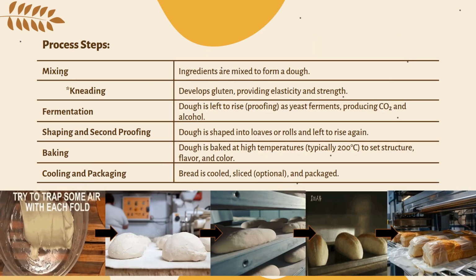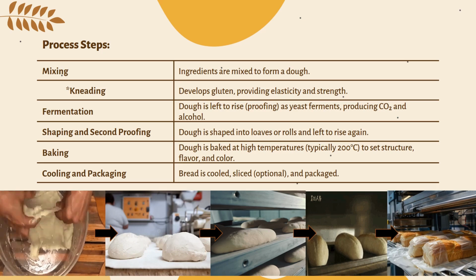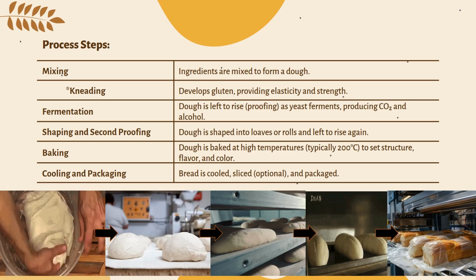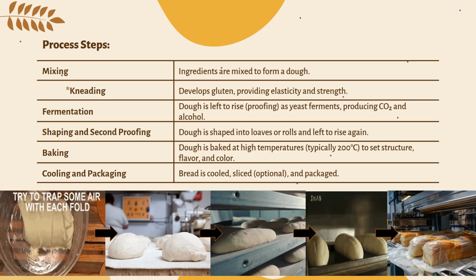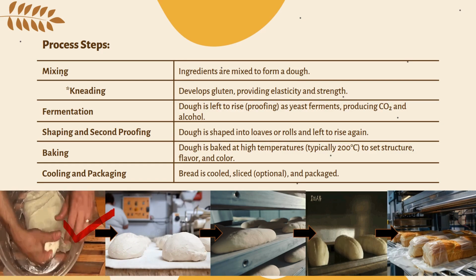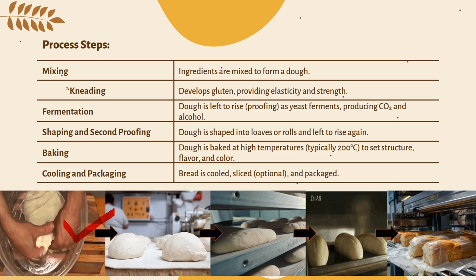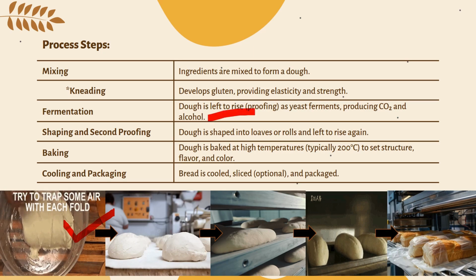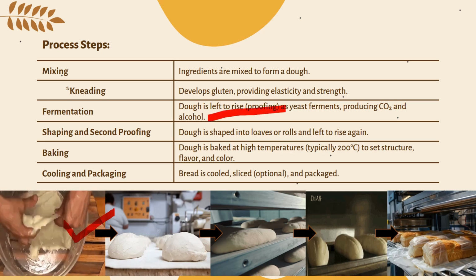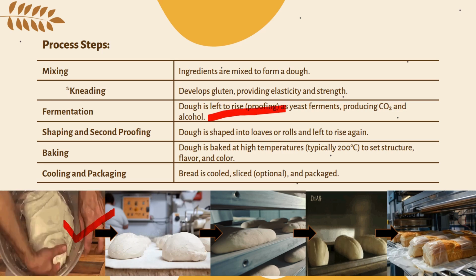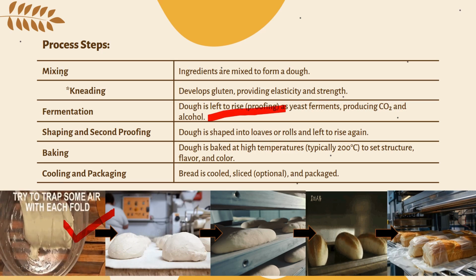These are the process steps of bread processing. So first, flour, water, yeast and salt are mixed into dough. After this, the dough is fermented, where yeast produces carbon dioxide and alcohol, making the dough rise. After this, second proofing or shaping is done, where the dough is shaped into loaves or rolls and left to rise again. It means second proofing.